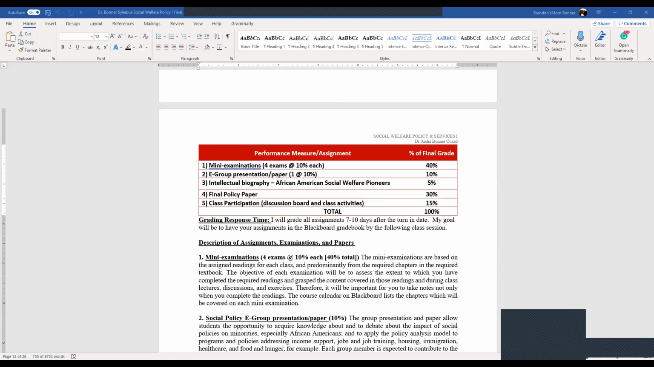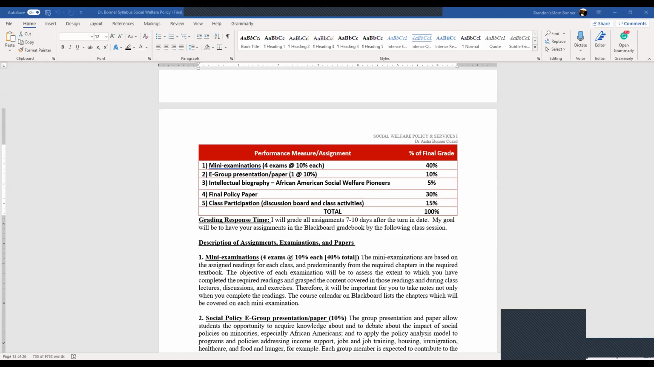You have 6 days from the week of that class to turn in the test. They're all going to be automatically graded, so you'll get your grade right away. There is a group policy paper. It's a paper and a presentation, and both of those parts are worth 10%.